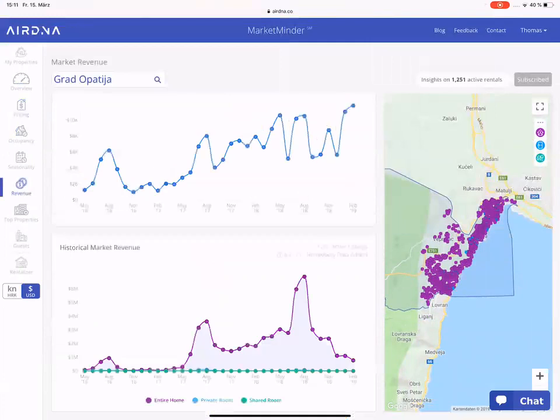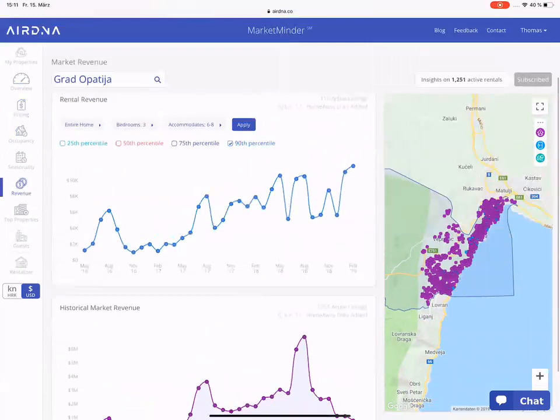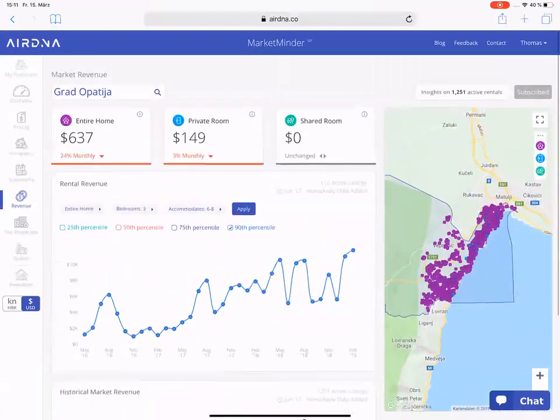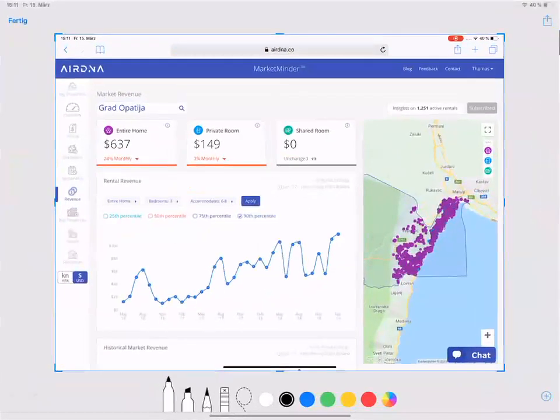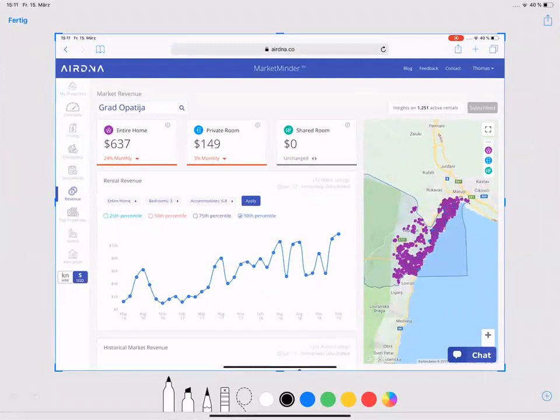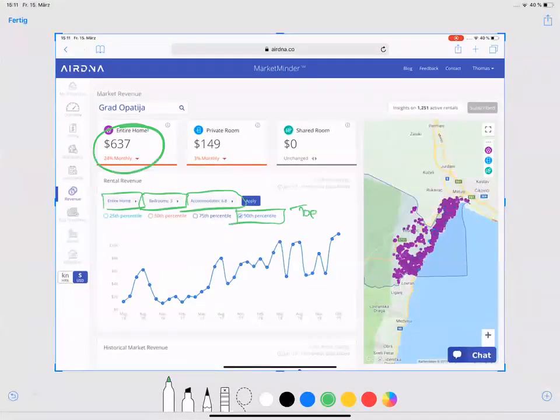What I always find interesting to start with is this one here. This screen gives you an idea of, first of all, what money you can charge for a certain property type. So here it's selected: entire homes, 3 bedrooms, accommodating 6 to 8 people, and it's the top 10. The property belongs to the top 10 properties in the area.